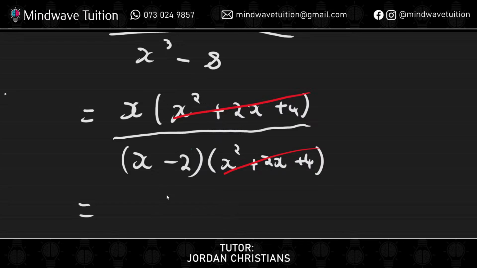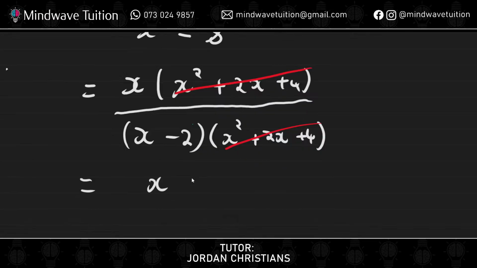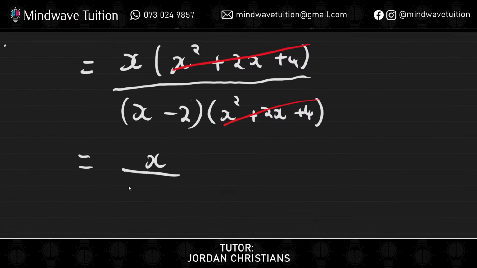So this answer will then instead be x over x minus 2. And this cannot be factorized or simplified at all, because you cannot just cancel out the x's, you have to cancel out the entire x minus 2 term. Or expression, rather.